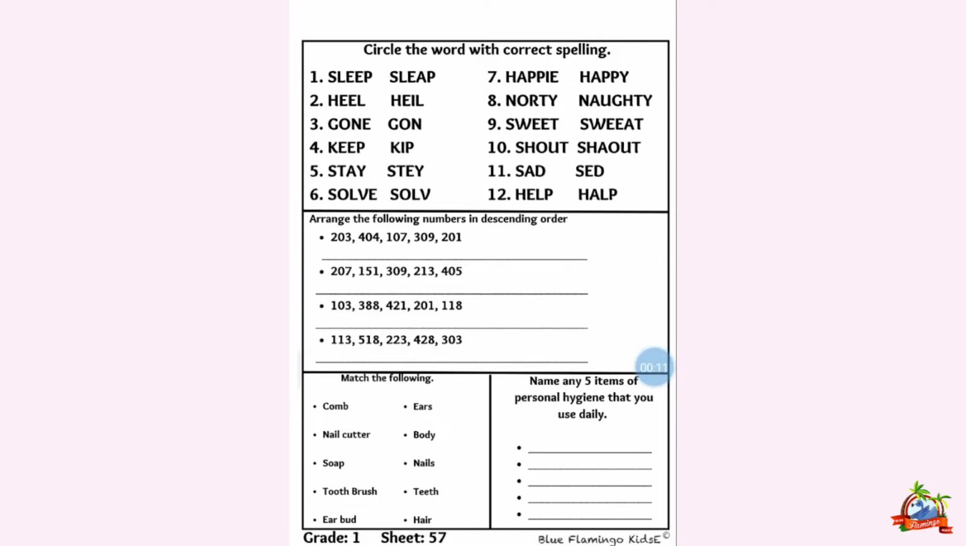So let us start. In this sheet, we are going to study 3 different parts in which we will get to know about 3 different subjects, which are English, Maths and EVS. So let's start with our first subject of the sheet, English. The question is, circle the word with correct spelling.